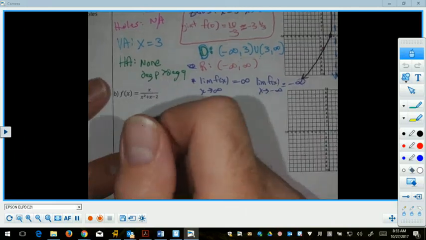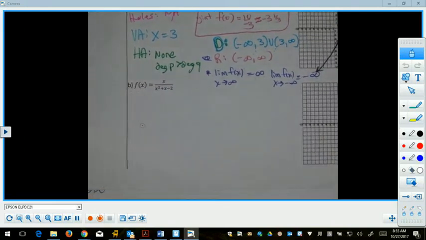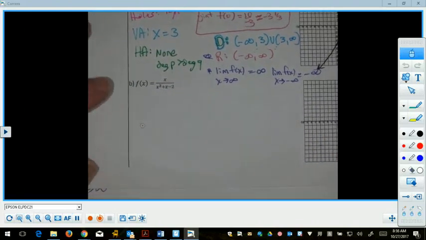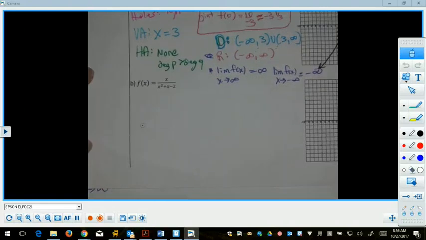Mr. Bonkowski, what can you tell me that I could find from this? Anything. Give me anything. You can pick from that list of things. Give me something I can find about this function.